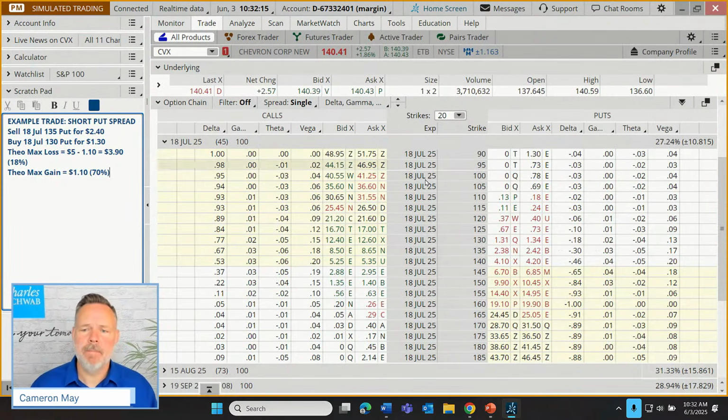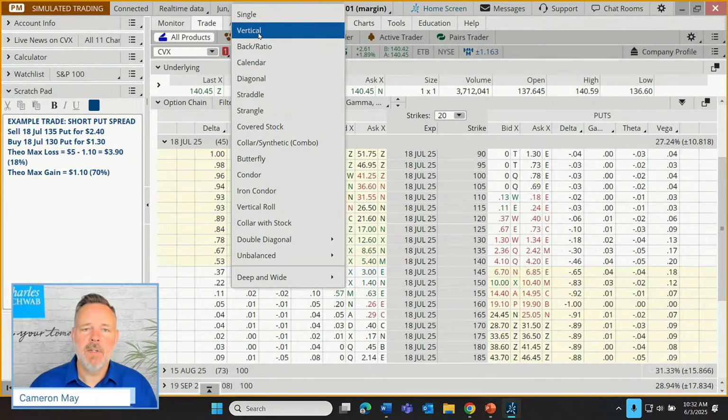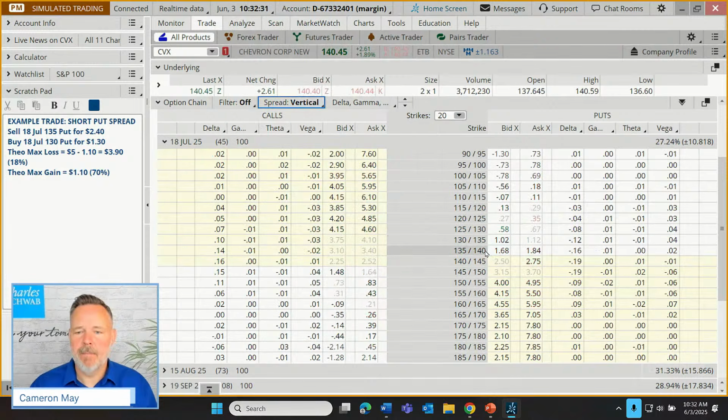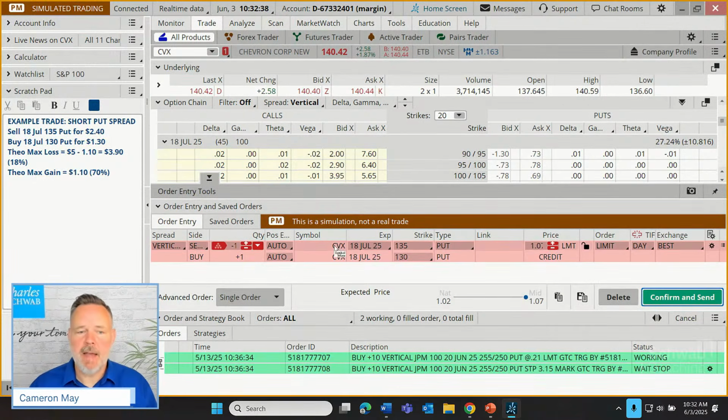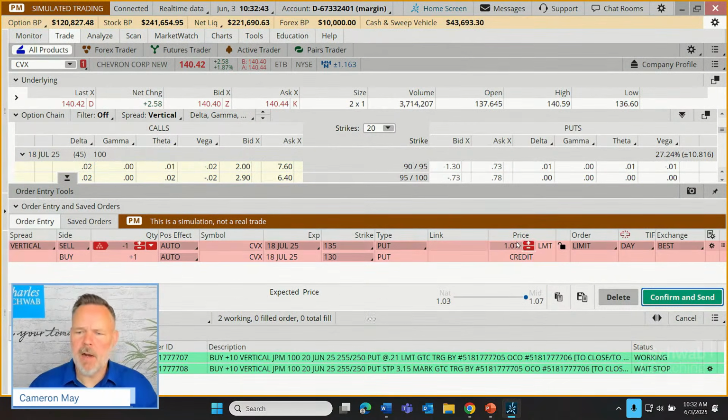Let's go to our trade tab. Here's a quick way to do a vertical spread when the two strikes are in sequential order on the strike chain there. We can just choose spread single, change that to vertical, and it just pairs them up. So there's our 130, 135 strike pairing. I can click on the bid price to create that vertical spread. I'm going to hide this left column. We don't really need that anymore. Looks like our credit might not be $1.10. Let's try to get $1.05 out of this.